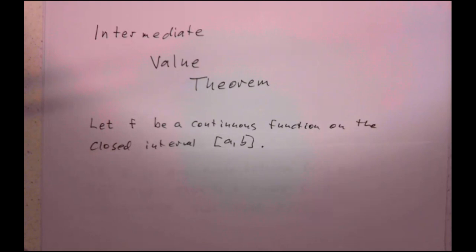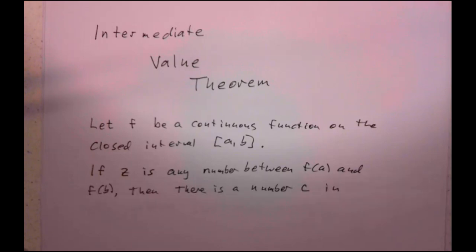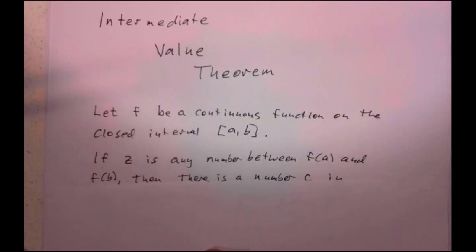So it's left continuous at a, it's right continuous at b, and then between a and b, it's continuous the whole way. So no breaks, everything is good on that interval from a to b. Now what do we say next? We say z is any number between f of a and f of b. Okay, so remember f of a and f of b are y values. We pick any number z between those two y values in our graph.